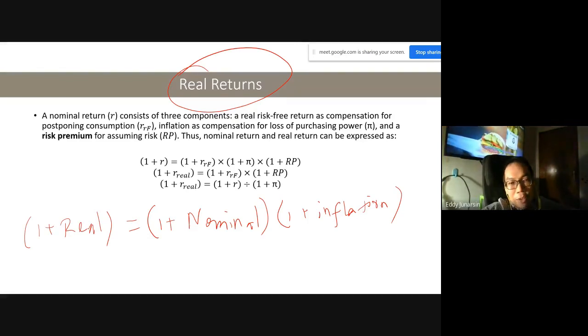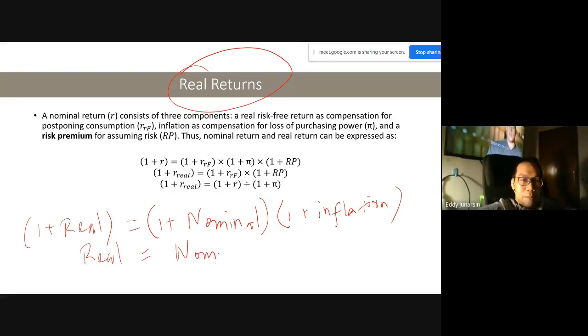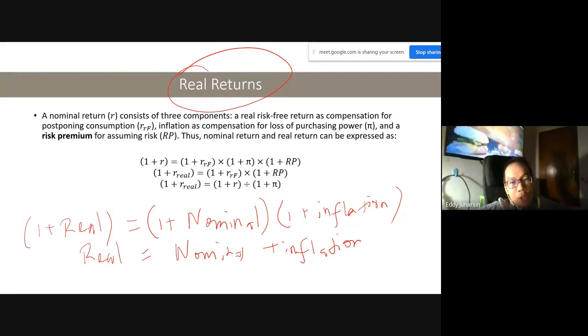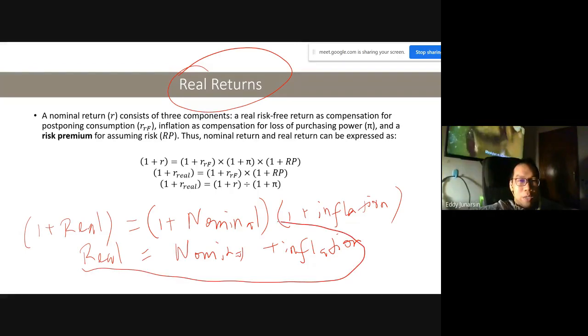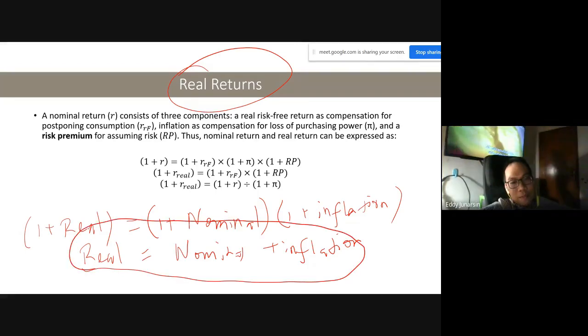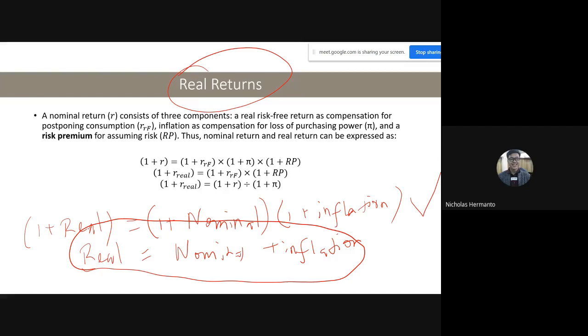But if you are lazy, and most of us are lazy, you can find it this way: real is equal to nominal minus inflation. Of course, it's not entirely accurate. But if you're on the street and want to calculate quickly, there's nothing to lose. It's quite close. So if I ask you a simple question, how to estimate the nominal rate from here? Plus inflation. That's the lazy way.